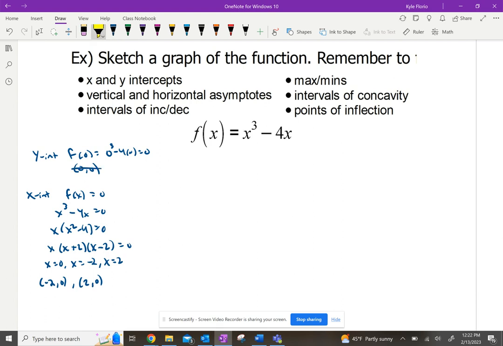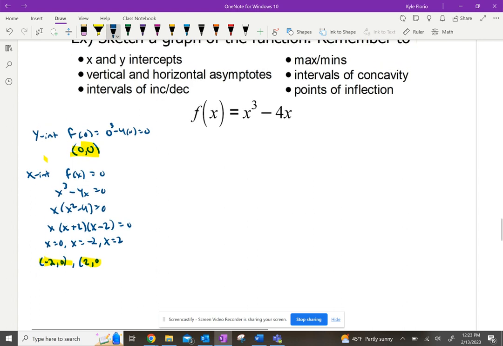So right off the bat, I got 3 points: 0, 0, negative 2, 0, and 2, 0. I did not mean to cross that out, though. Okay, so those are our intercepts.